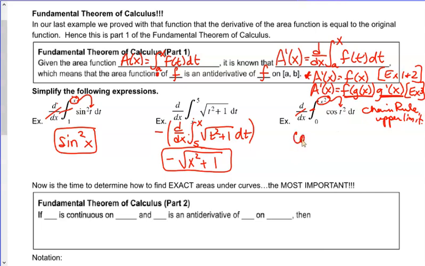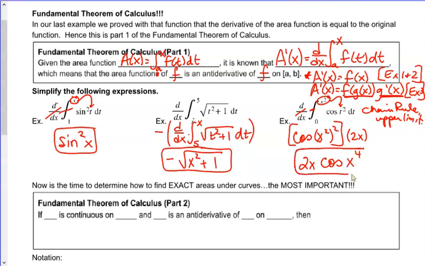So I get the cosine of x squared, squared. And then I have to chain rule that upper limit, so the derivative of that piece is 2x. Cleaning that all up into something simple, normally we bring this in front of a trig function. So I get 2x cosine of x squared to the squared, which is x to the fourth. And that would be our final answer.